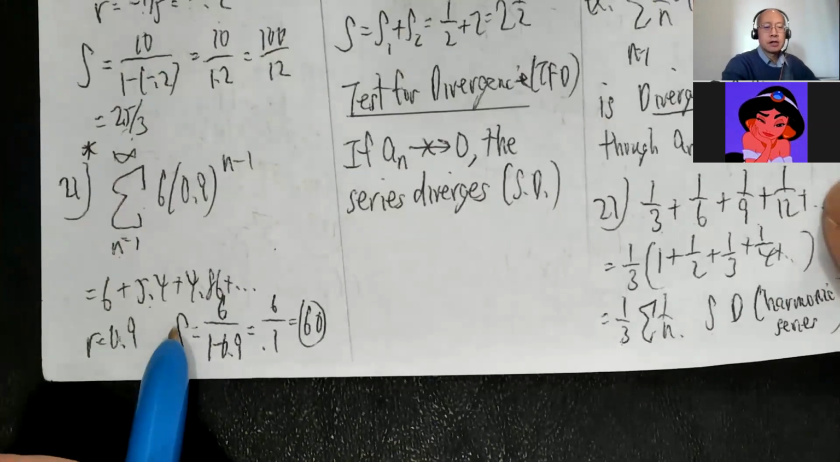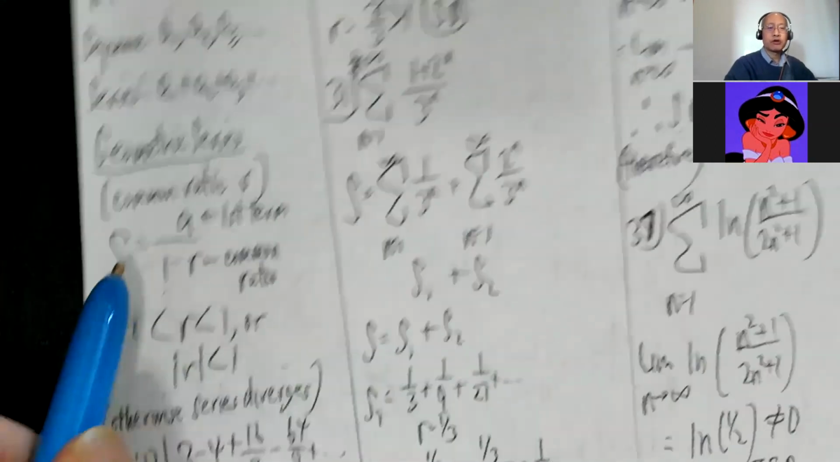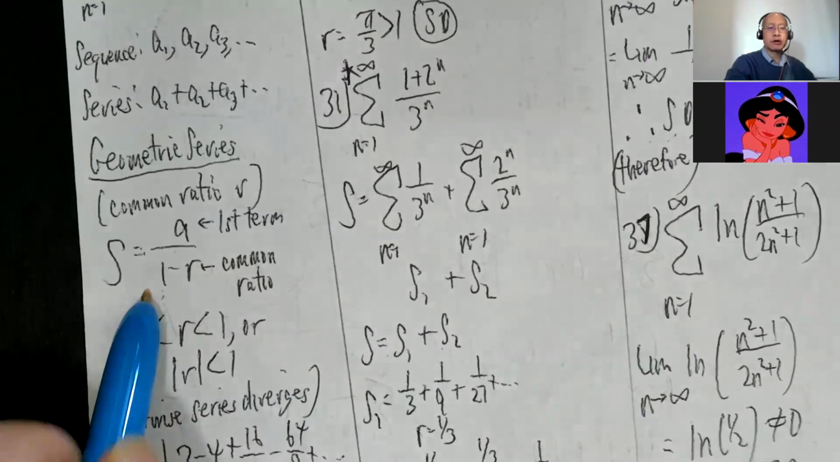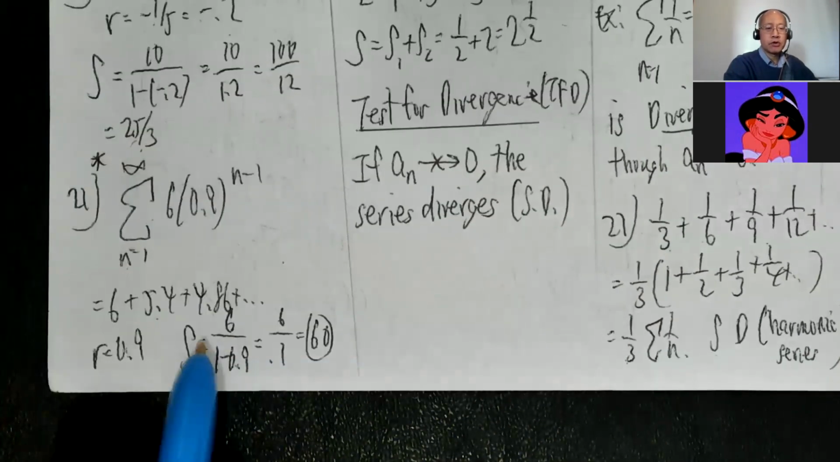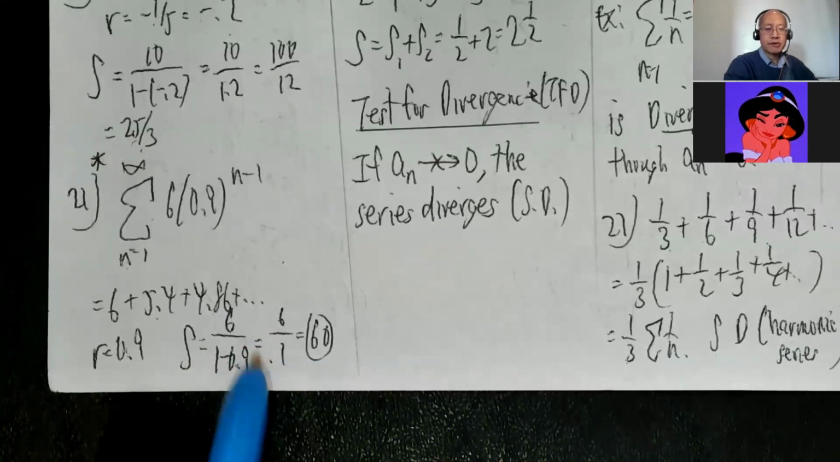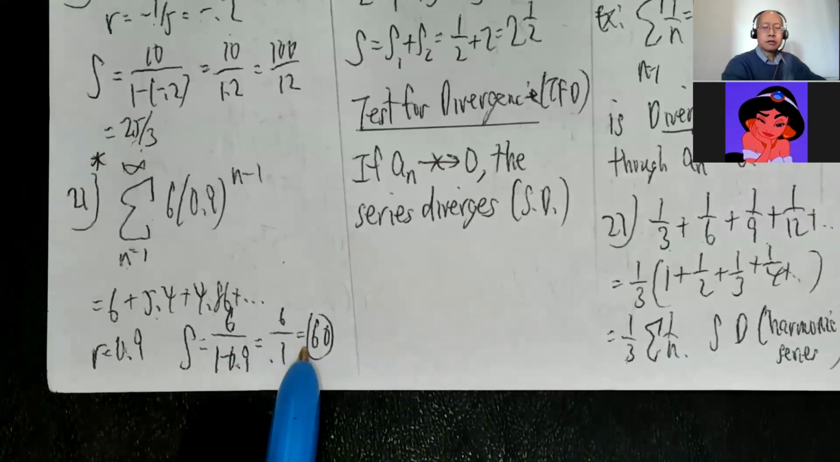So I can use a formula. The infinite sum is by formula A over 1 minus R. Again, put it on your formula sheet. A over 1 minus R. So 6 over 1 minus 0.9. That's 6 divided by 0.1, 60.